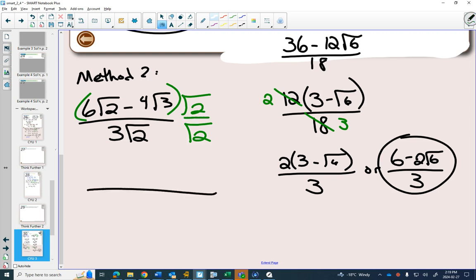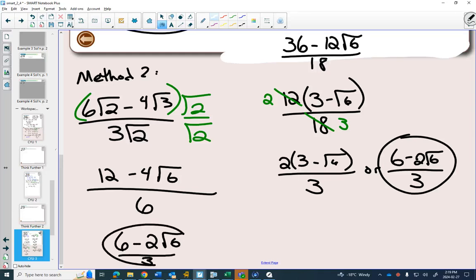Distributing this will give me 6 times 2 is 12, and minus 4 root 6. And on the bottom, I have 6. I notice a common factor that I can divide everything by 2. Simplifying first, if you can, sometimes makes your life a little bit easier.